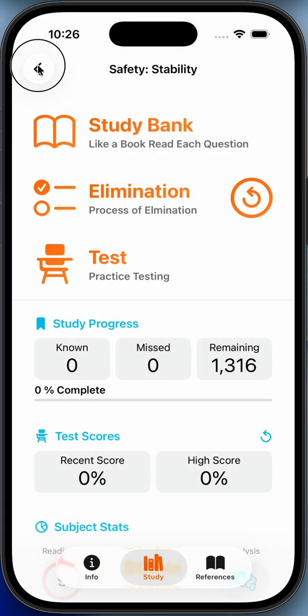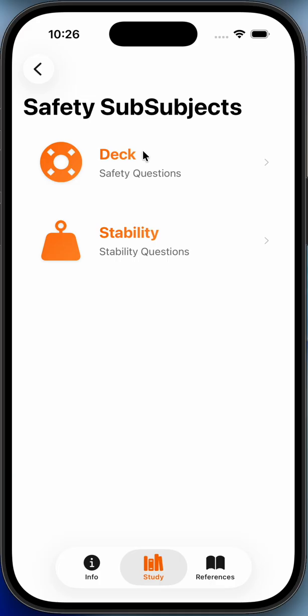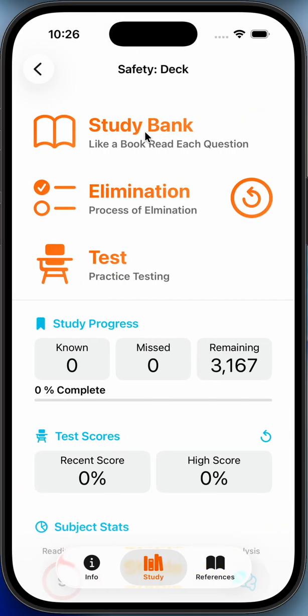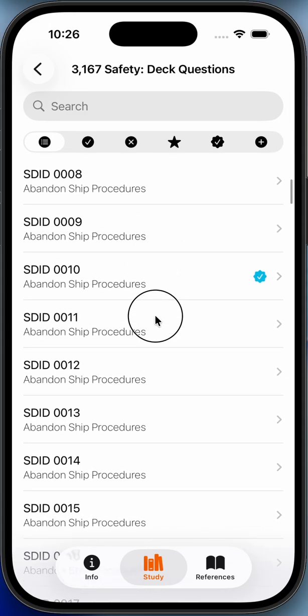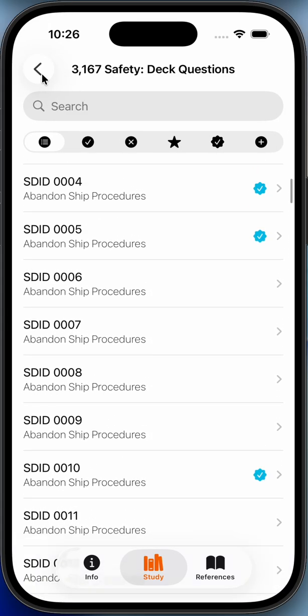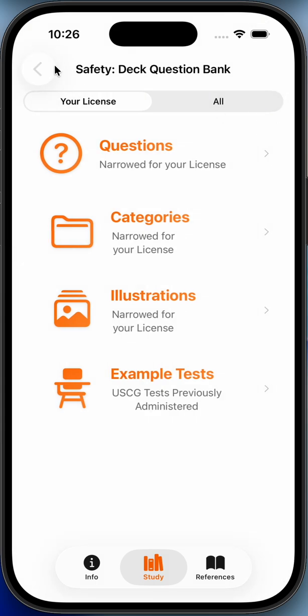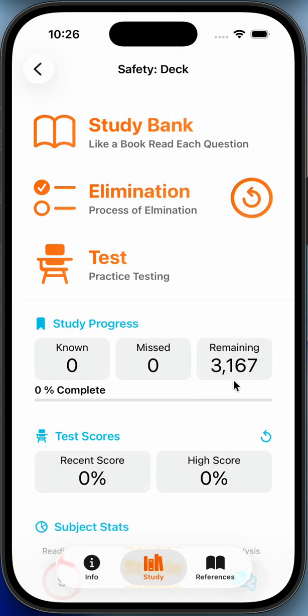If I go back over to deck and then I go to study bank, you'll see that everything's more about safety, abandon ship procedures. So technically you have a little over 6,000 questions to study for in the study bank for safety.